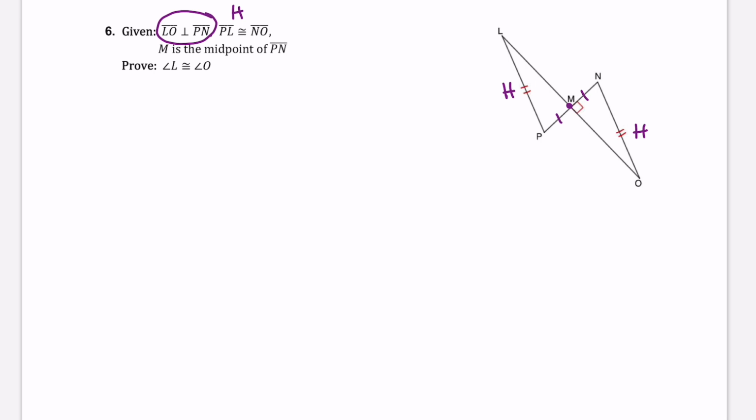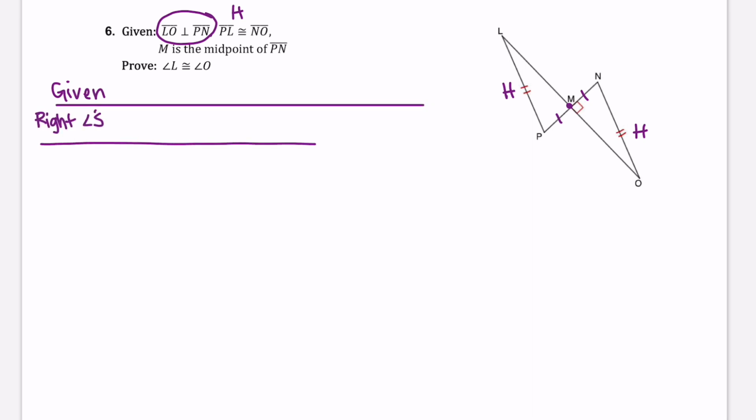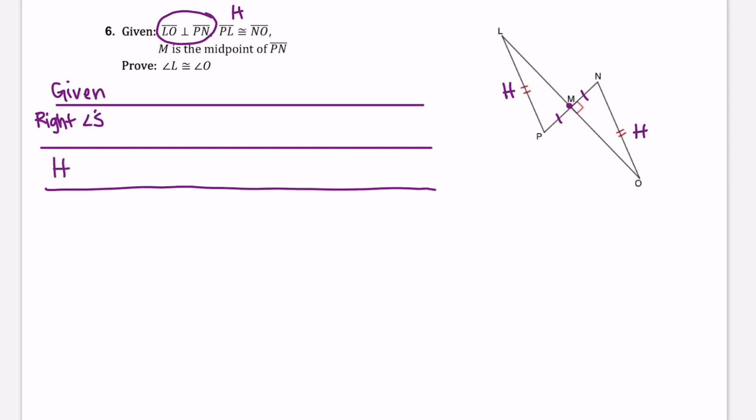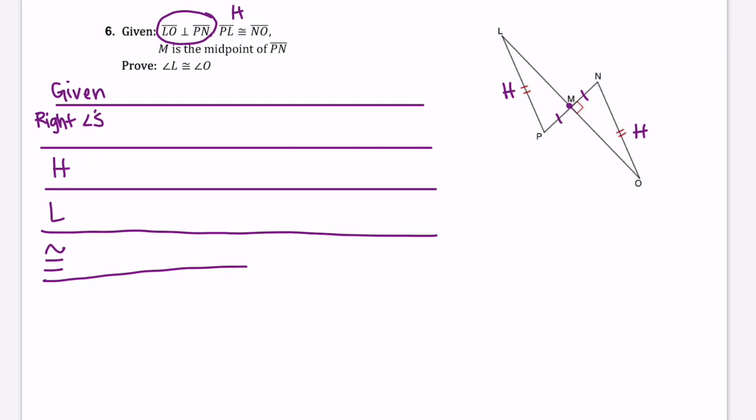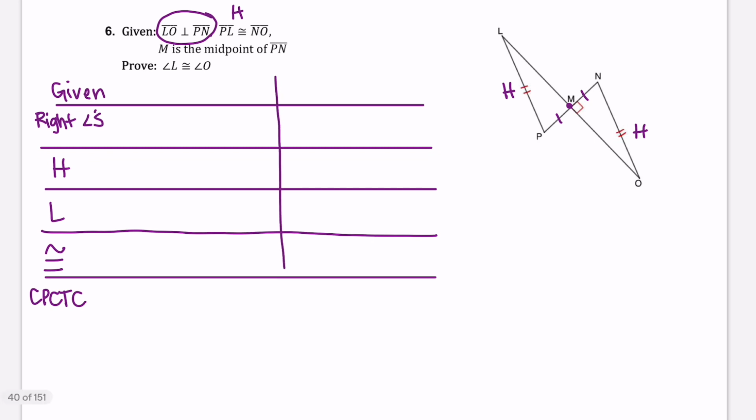So first we're going to give the given information. We have to show that we have 2 right angles. We have to show that the 2 hypotenuses are congruent. We have to show that the 2 legs are congruent. Then we're going to write our congruency. Now, it's not asking us to show the triangles are congruent. We're trying to show that angle L is congruent to angle O. So that's going to be our corresponding parts of congruent triangles are congruent. So this is kind of an outline of our proof here.